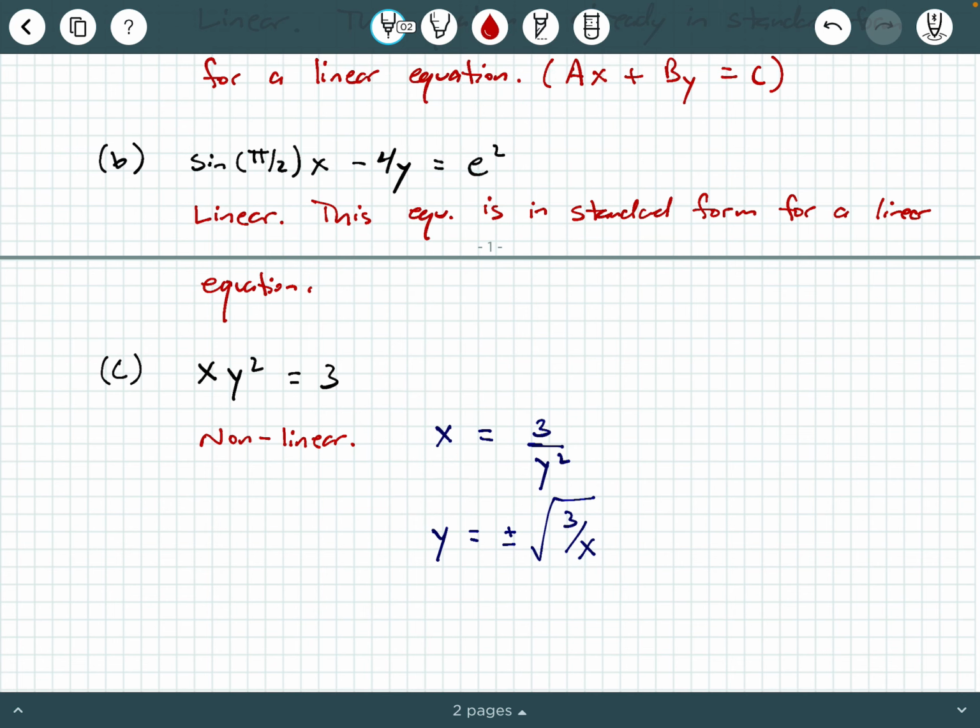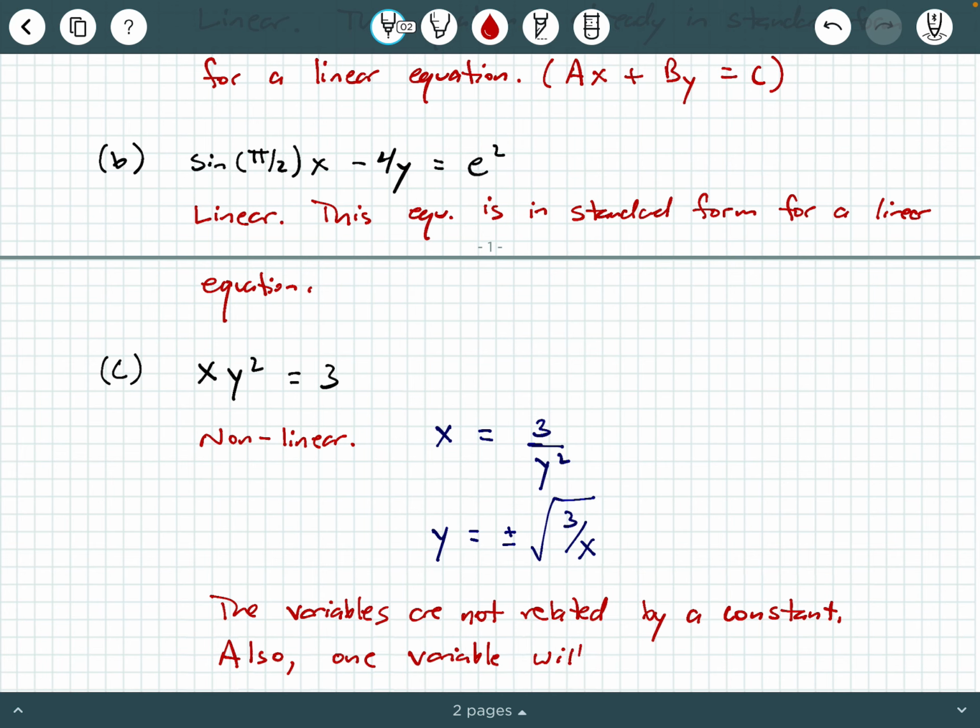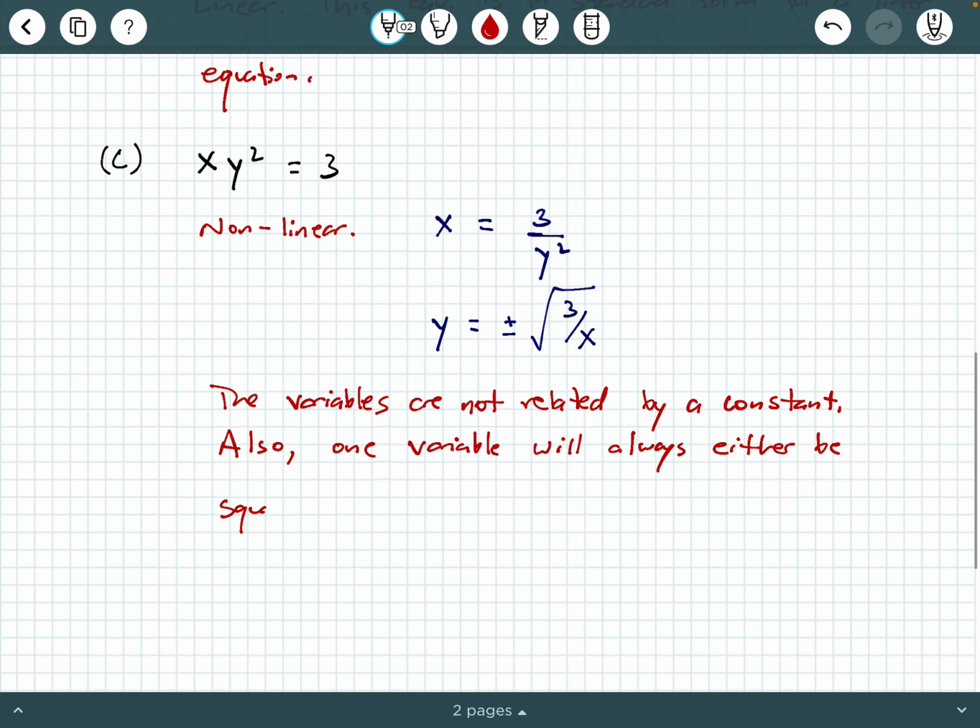So you can think of this as the variables are not related by a constant. And we could also say one variable will always either be squared or in a square root. Okay, so that's equation C.